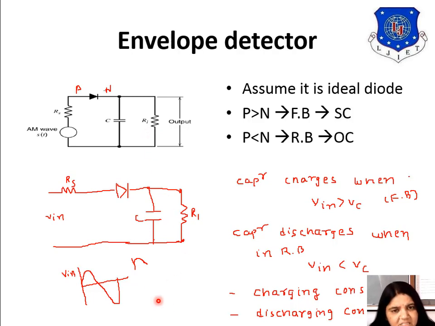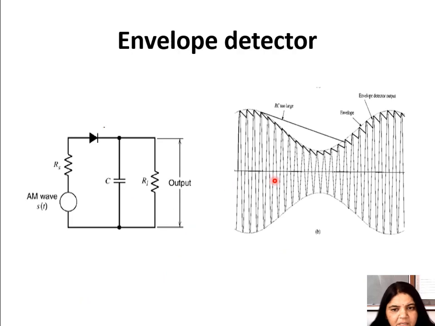So these are the concepts required to understand the functioning of the envelope detector. Now here again I put the diagram on both sides. It is the Rs, whose purpose is to protect the diode. It is the load resistance. It is the AM wave.